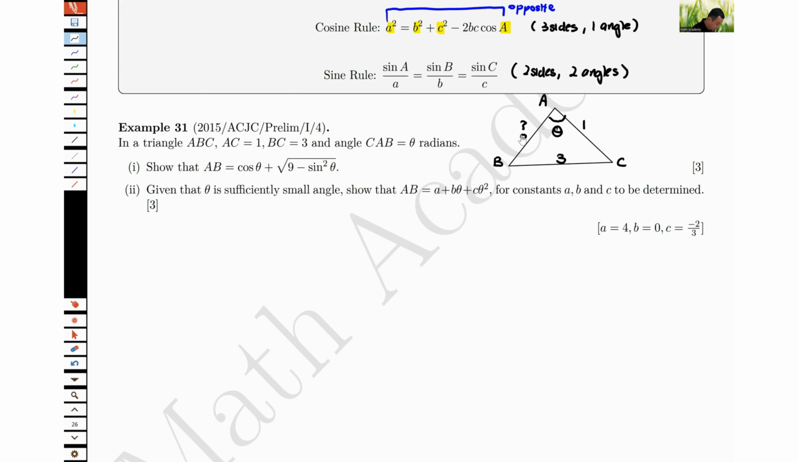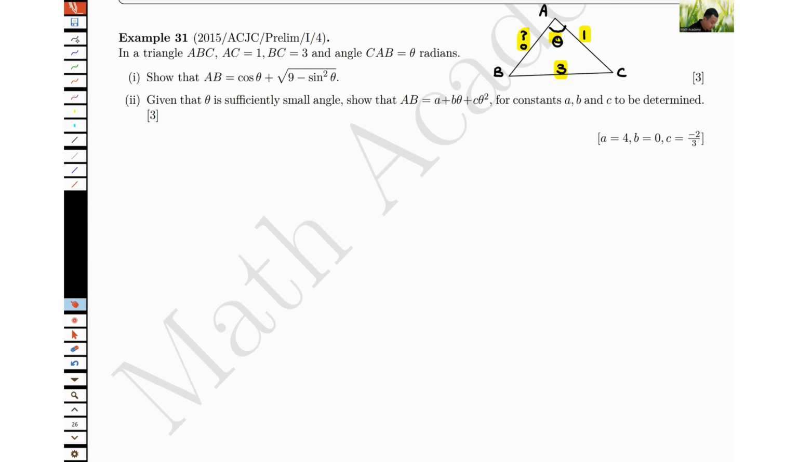So which rule to apply? In total, I have got 3 sides and 1 angle. So we should go for cosine rule. 3 sides, 1 angle. Okay, so let's start the problem with that. We go for cosine rule, and I will quote right from the start the cosine rule.